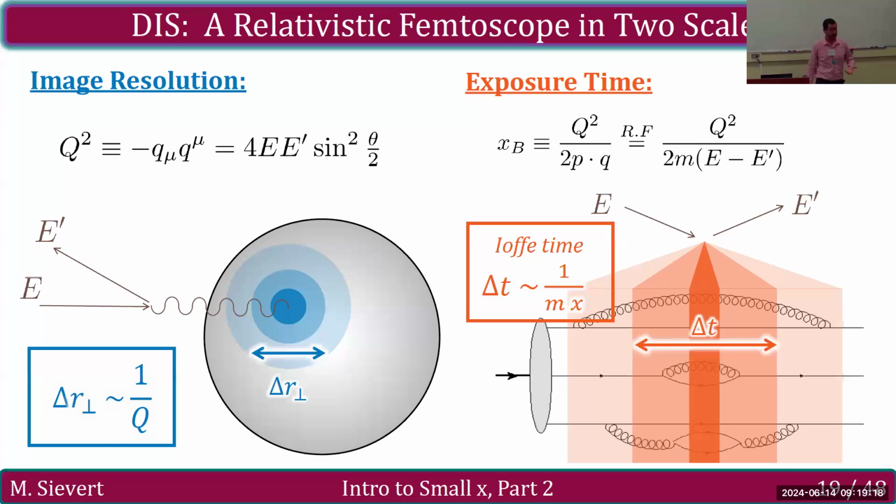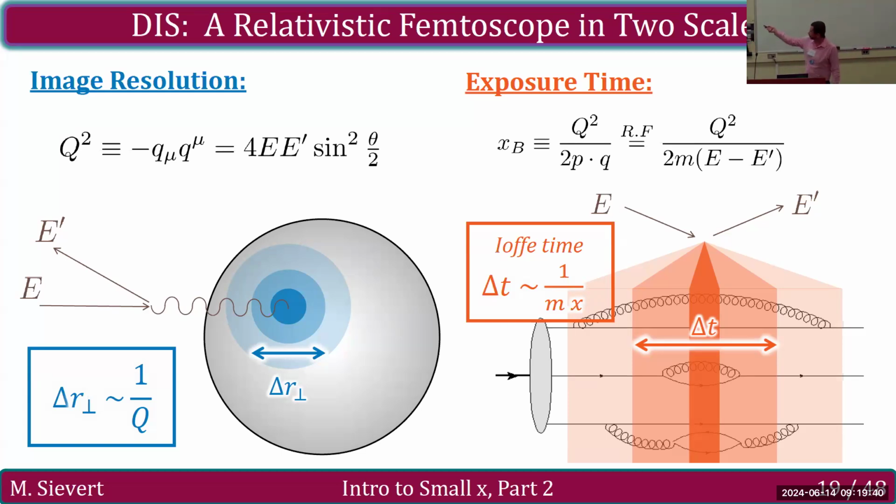This is specifically Bjorken X. It's a kinematic variable in DIS. The definition is Q squared over 2 P dot Q. If you want to interpret it in the rest frame, it's Q squared over 2M times the energy transfer. Maybe it's useful to say the energy transfer is related to a lifetime. The 1 over the energy is related to a time scale for interacting with the target.